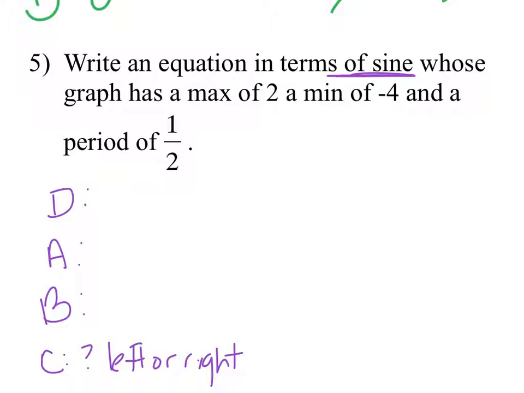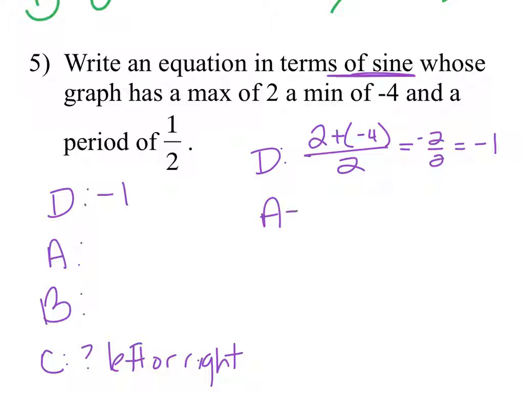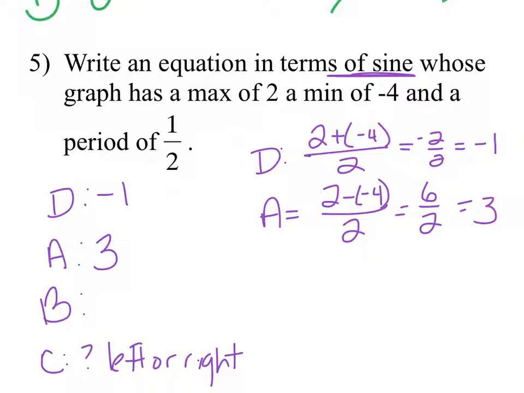Okay, so D, max plus the min divided by 2. So that would be -1. A, max minus the min. So we do one where you actually have to remember your signs. So, you know, minus a negative, this is the most common place to mess up, so expect it. Okay, and then the period of a half.